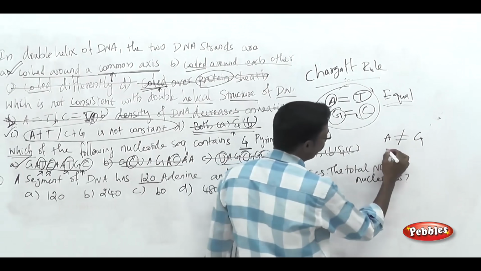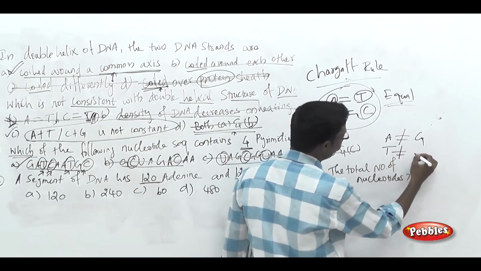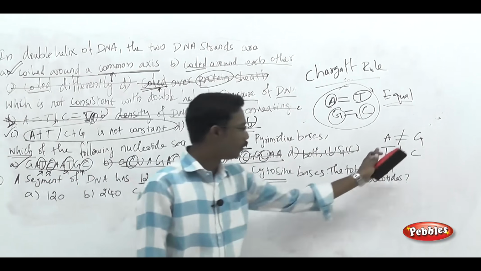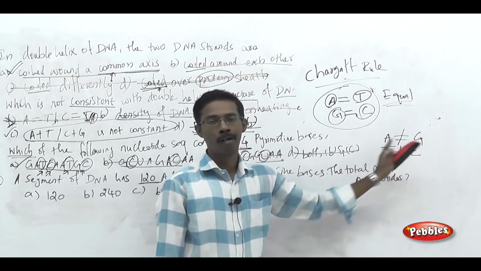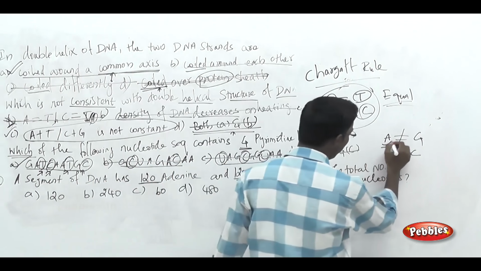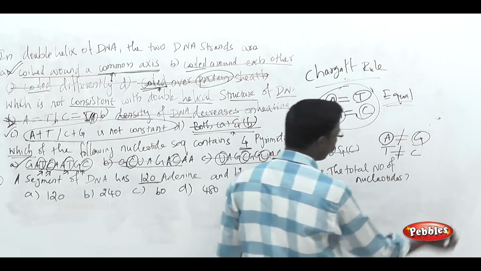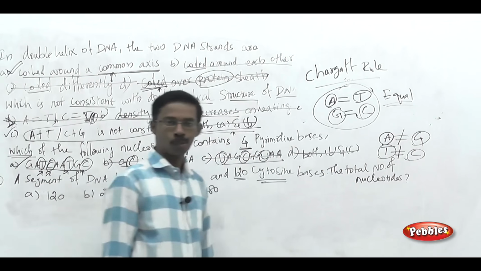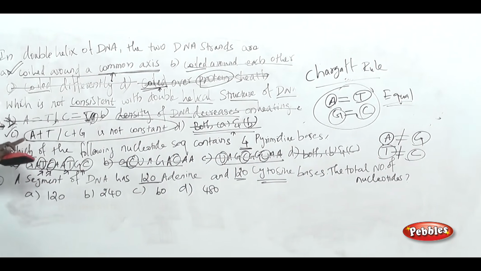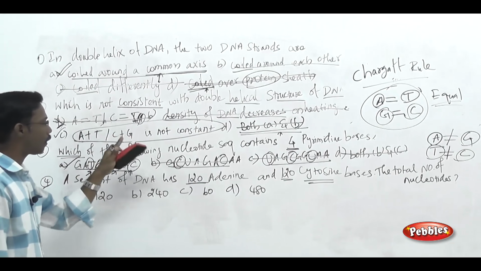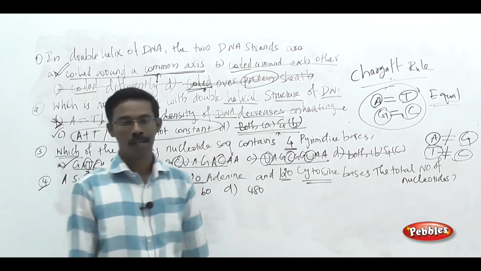The number of thymine may not be equal to cytosine. Why? Because they are not going to make hydrogen bonds with each other. So the number of adenine may differ from the number of guanine. The number of thymine may differ from the number of cytosine. So that is what we have explained over here. The A plus T content and C plus G content is not constant for the particular species.